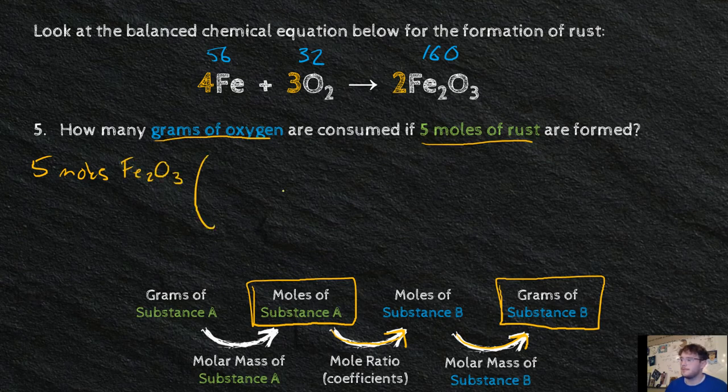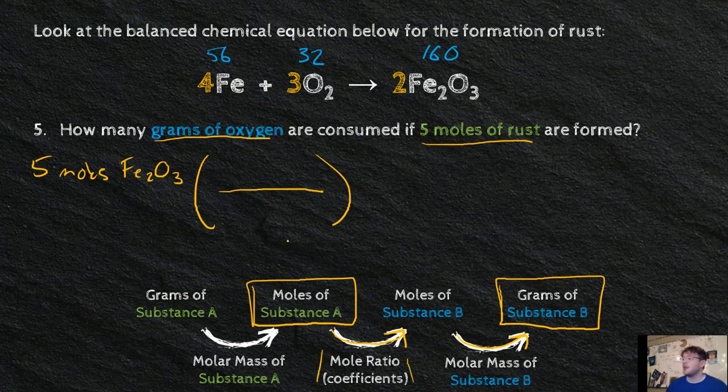Fe2O3. Okay, and then we have a conversion here. In fact, I'll make this a little bit longer. Okay. Well, what's the first thing I need to do? I need to convert these 5 moles of rust to moles of oxygen using the mole ratio. Okay, my first conversion is going to be this mole ratio down here.